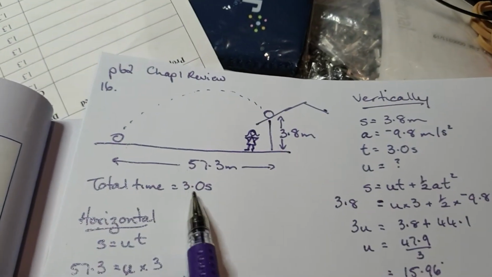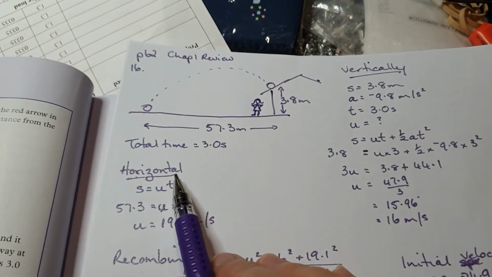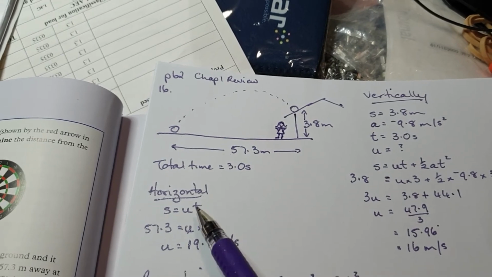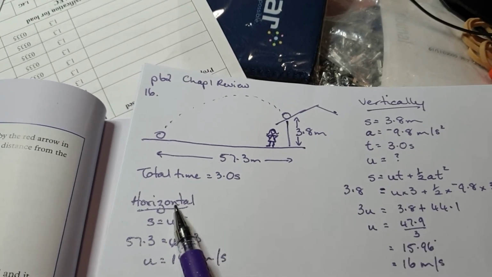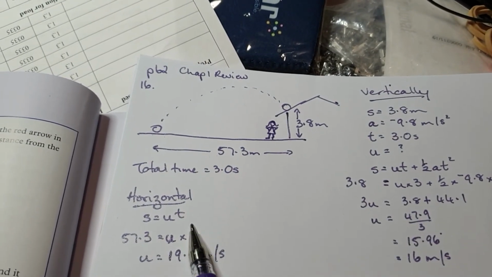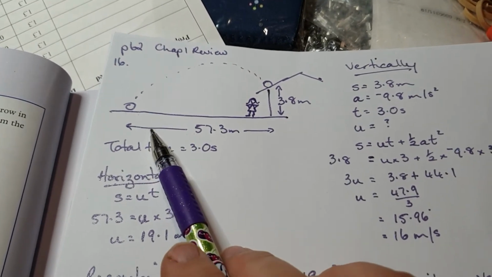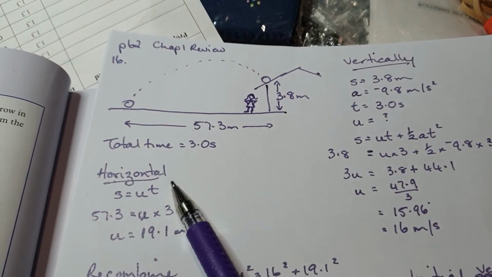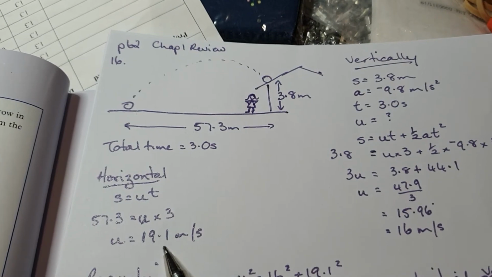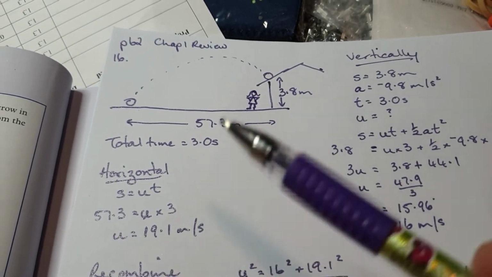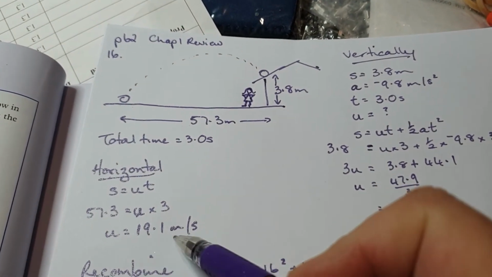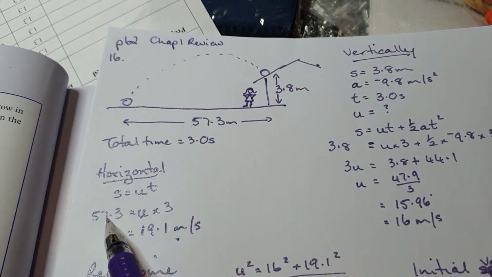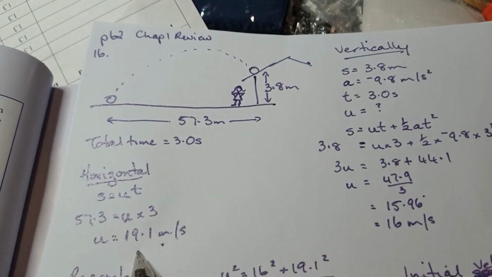Righto, total time 3 seconds. So I haven't put all those little subscripts in. You can if you want to. I've just gone horizontal, s equals ut. So I know the distance was 57.3 and I know it took 3 seconds. So now I've got my initial horizontal speed, from that, 57.3 divided by 3, 19.1.